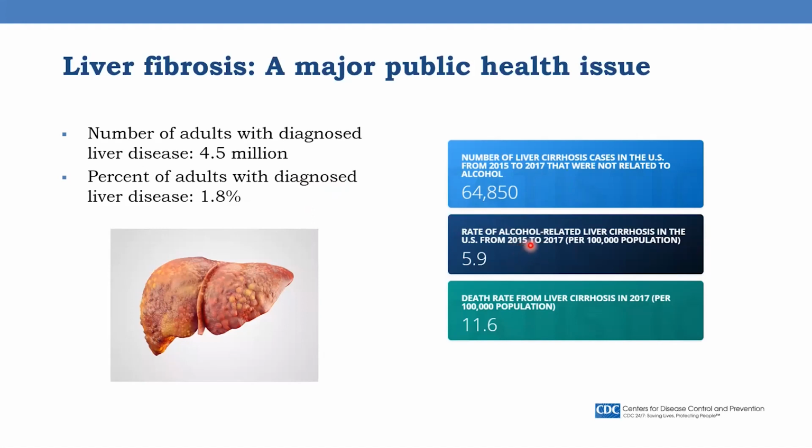The rate of alcohol-related liver cirrhosis in that year was about 5.9 per 100,000 population. The death rate from liver cirrhosis in general in that year was 11.6 per 100,000 population.